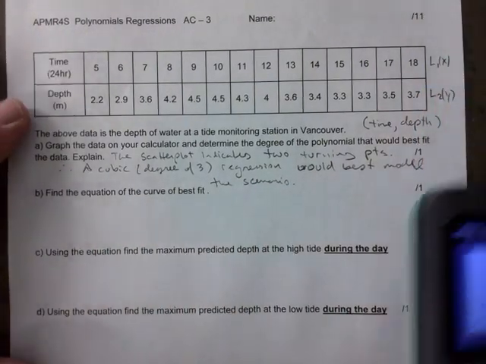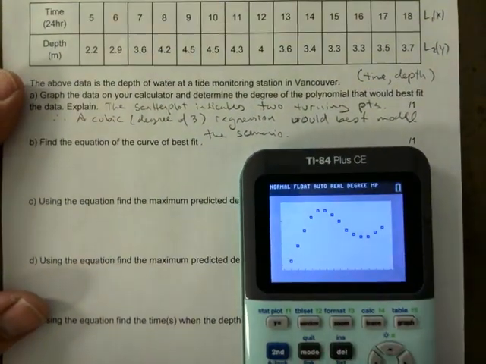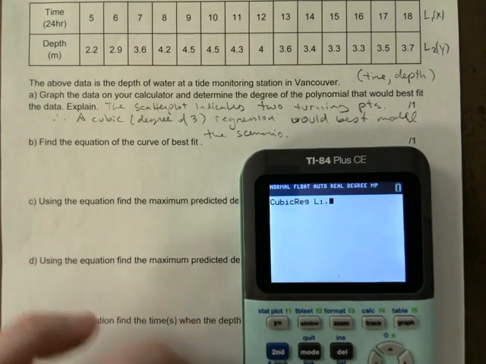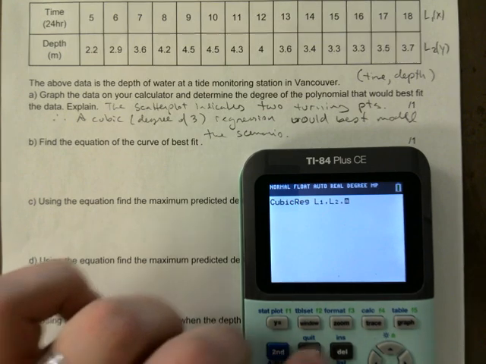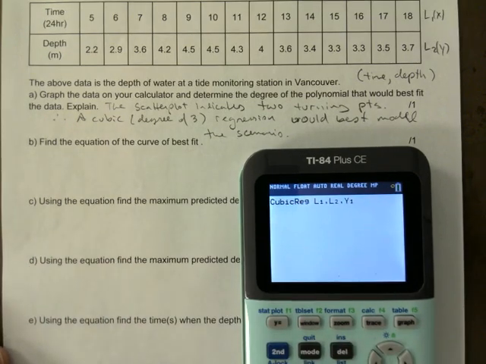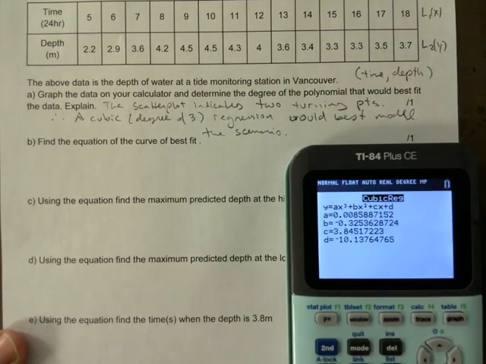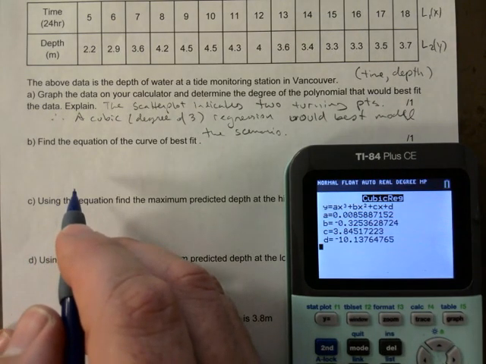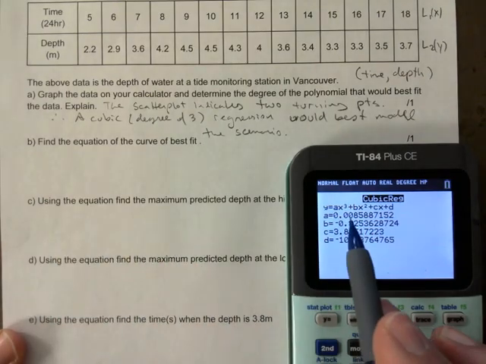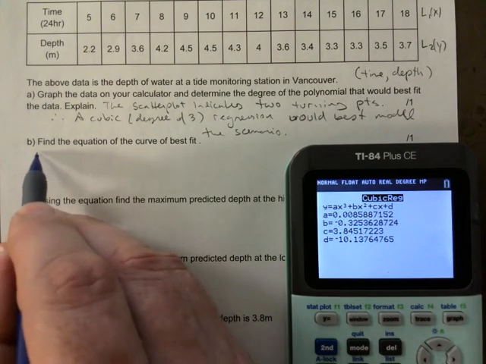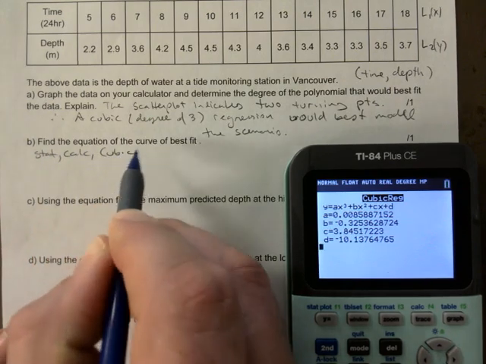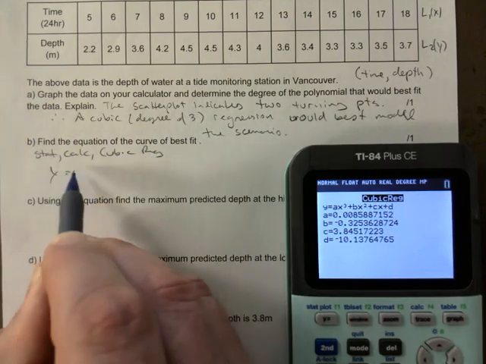Find the equation of curve of best fit. So we got to go stat calc cubic regression, and then you go same as always, right? Alpha trace. So there we go. And if you round to 2 decimals, that's fine here because you're going to get 0.01. So regardless of what you did, you'll be fine. Stat, calc, cubic, reg, and here it is.